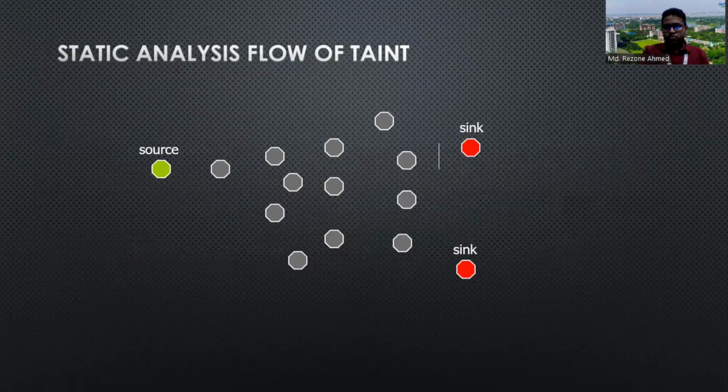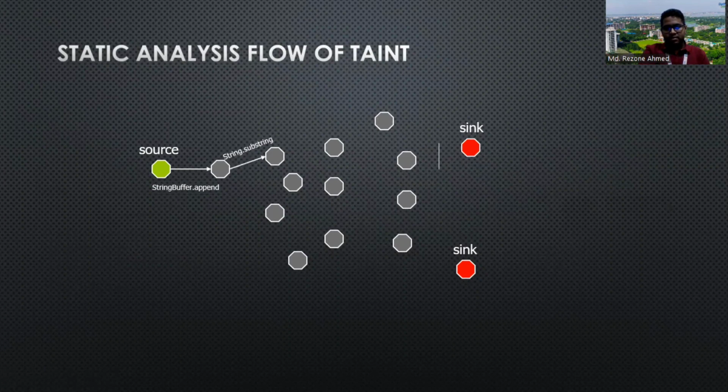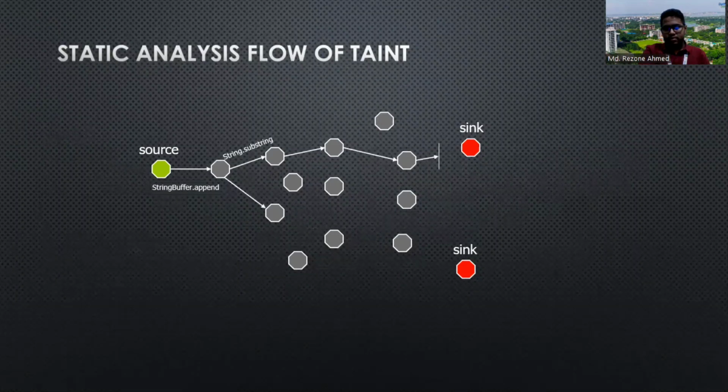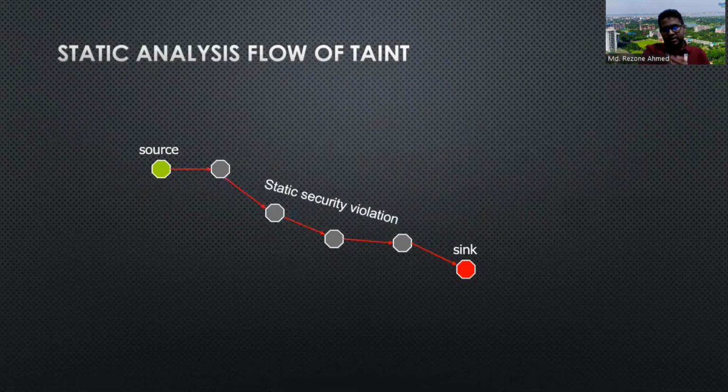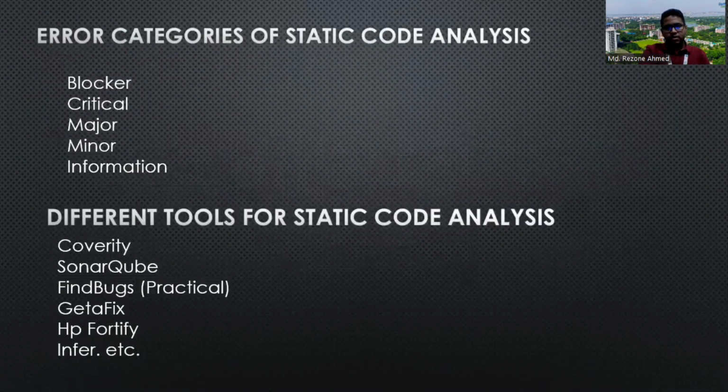Static analysis flow: source, sink, string buffer append, string substring, running sink, static security violation. Error categorization of static code analysis: blocker, critical, major, minor, information.